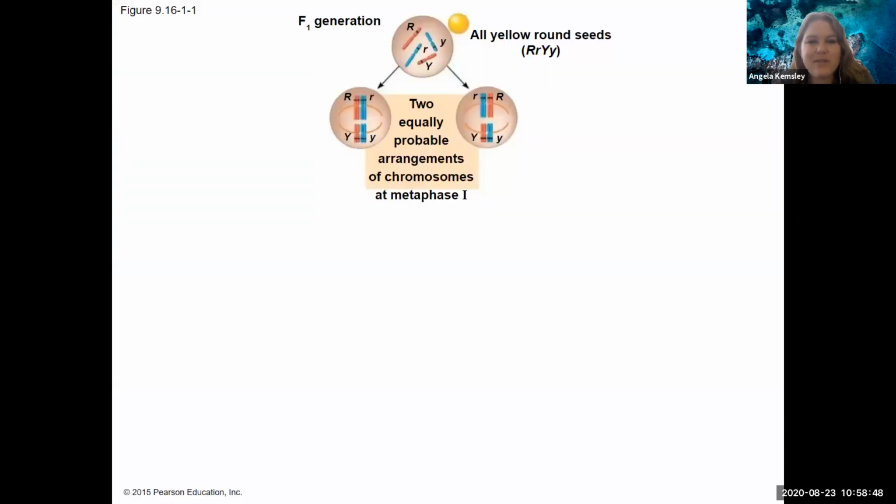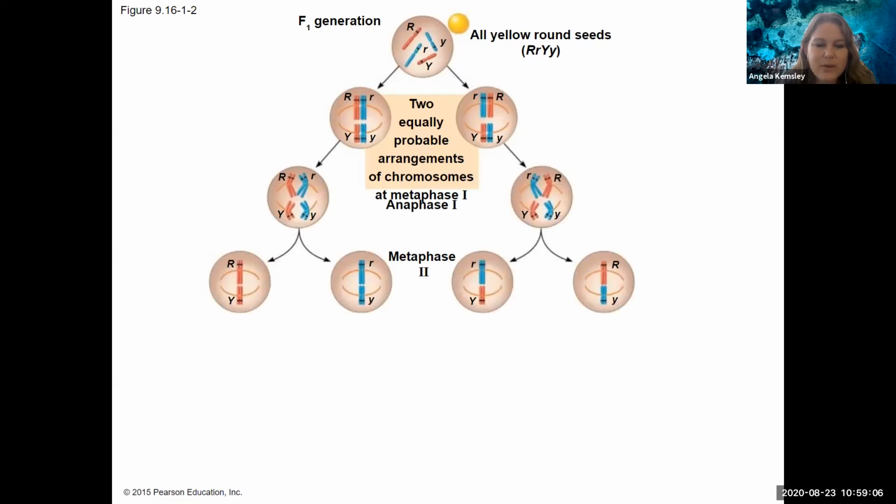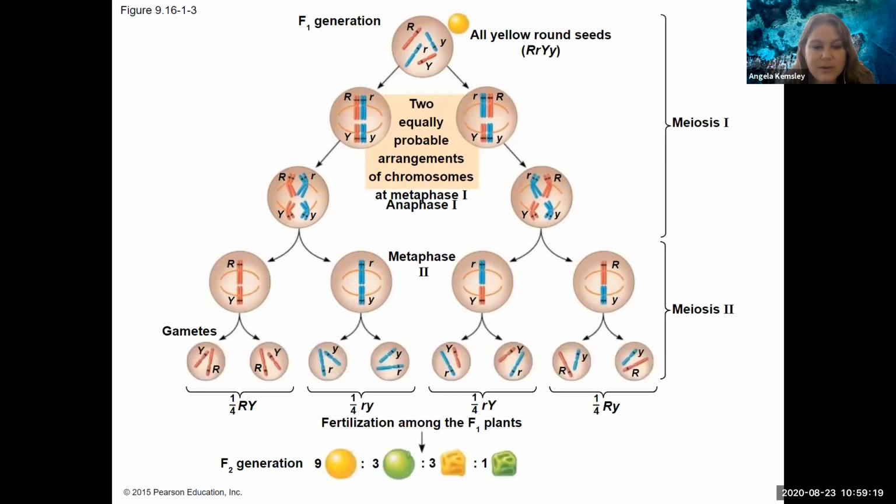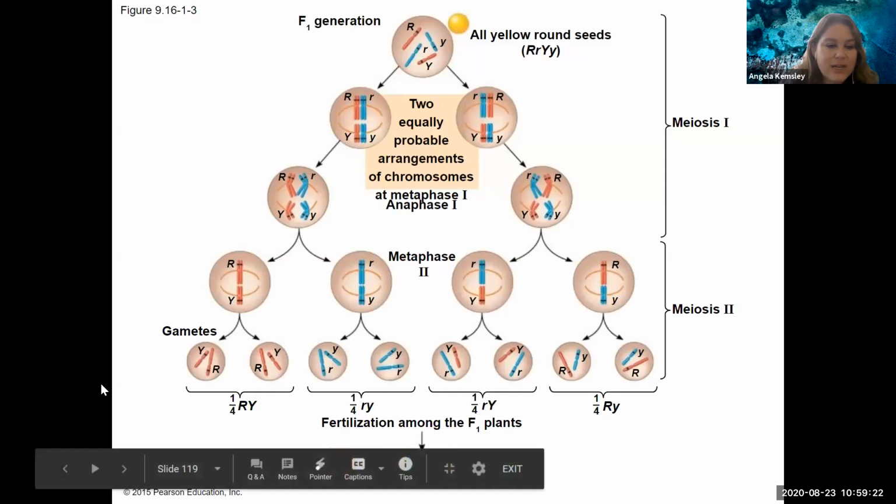So let's take a look here. We have all yellow round seeds up here in the F1 generation. Take a look here. We could have all the reds on the left and all the blues on the right, or we could have a little combo going on here. These are two equally probable arrangements of chromosomes at metaphase 1. Notice then that when we go through meiosis, depending on which way they line up is going to produce very different results for metaphase 2. Now the same thing can happen in metaphase 2, resulting in all these different combos of gametes at the end of meiosis.